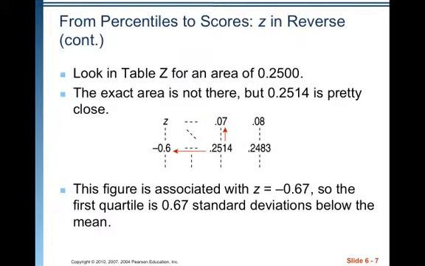So since 0.2514, and actually use Table Z and look at it, you can see that the row is negative 0.6 and the column is 0.07. So the figure is associated with z equals negative 0.67. So the first quartile is 0.67 standard deviations below the mean.